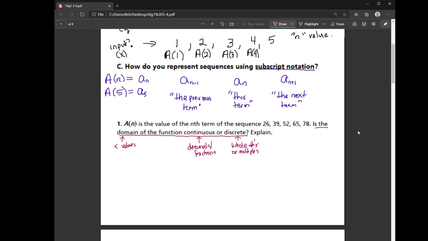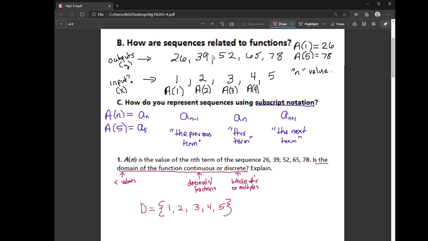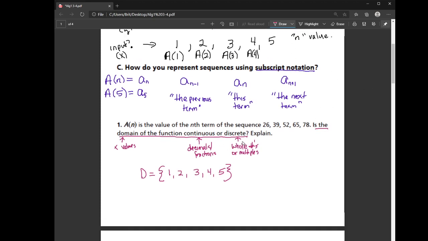So what we have to do is look at what our input was. Remember, our domain was these counting numbers that we had up here. So our domain is 1, 2, 3, 4, 5. We got those numbers because they're the position of each value in the sequence. We said 52 is in the 3rd position. So in terms of figuring out whether it's continuous or discrete, we have to ask ourselves, is this described with whole numbers or multiples? Or can there be decimals and fractions in there?